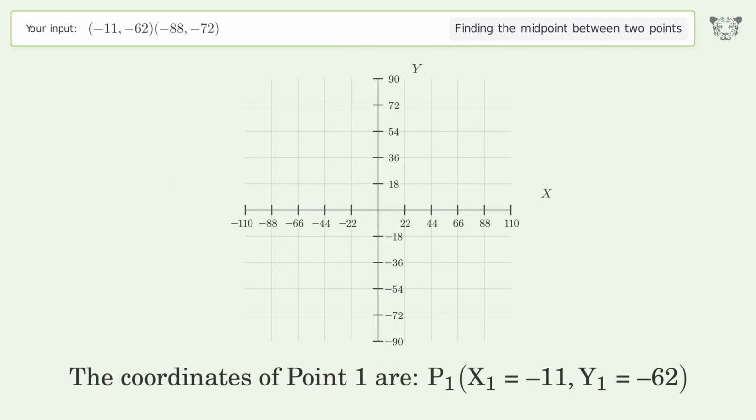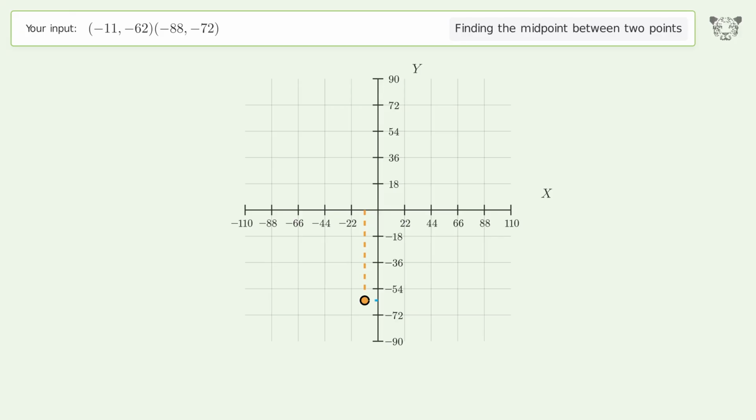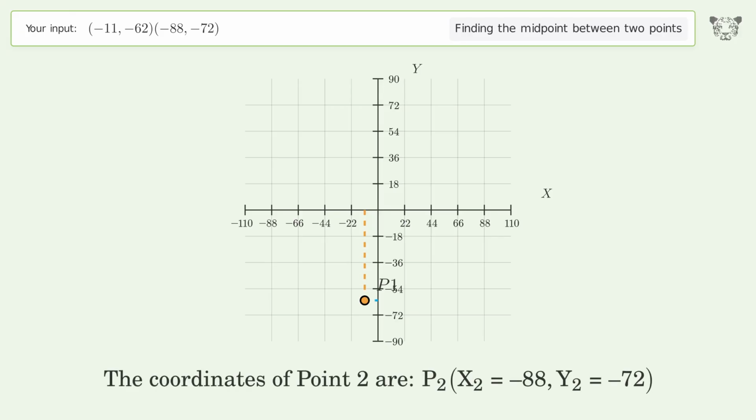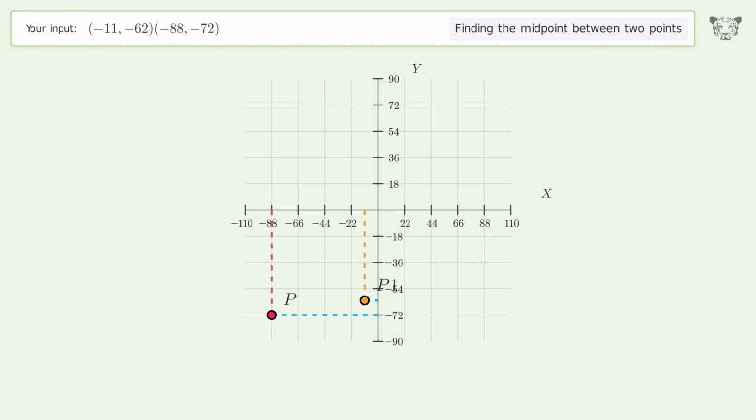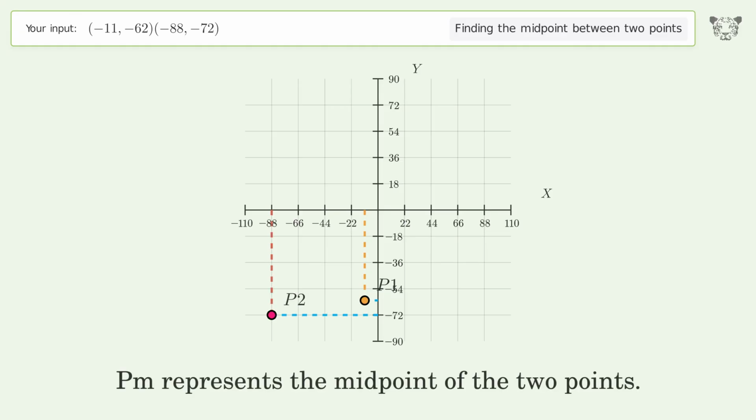The coordinates of point 1 are, x1 equals negative 11, y1 equals negative 62. The coordinates of point 2 are, x2 equals negative 88, y2 equals negative 72. PM represents the midpoint of the 2 points.